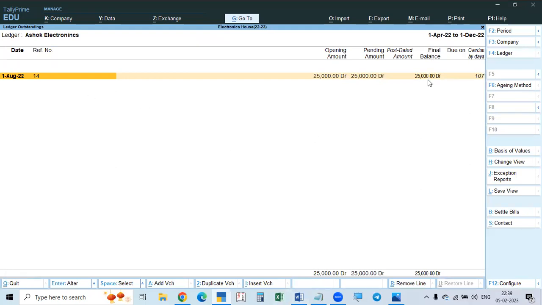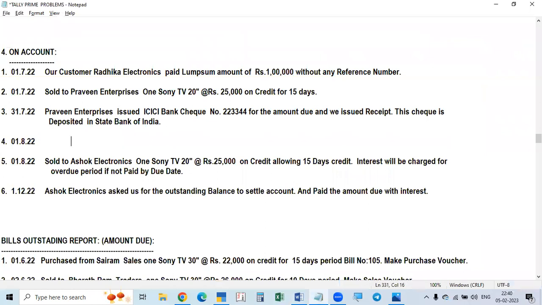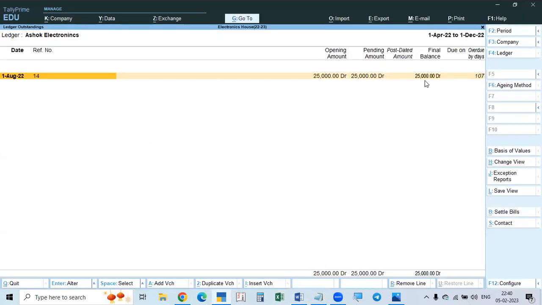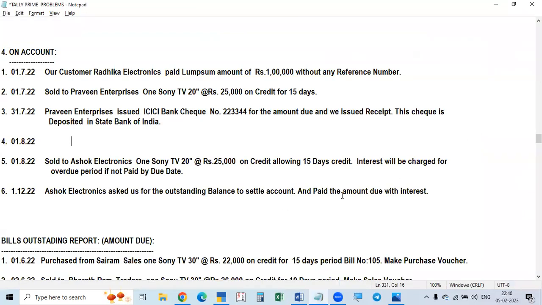So here you see, 25,000 rupees is the amount outstanding, but we have to calculate interest also, isn't it? In due course, we will learn how to calculate interest in the tariff file. Automatically it will calculate. So that we will learn later. But for now, let us take an example, if the interest is 500 rupees. So now we have to make the entry for 500 rupees. Then only we can tell them the total amount, the amount due with interest.